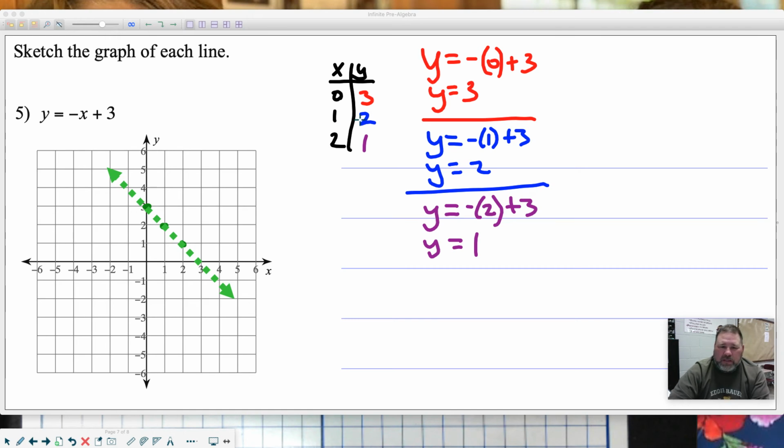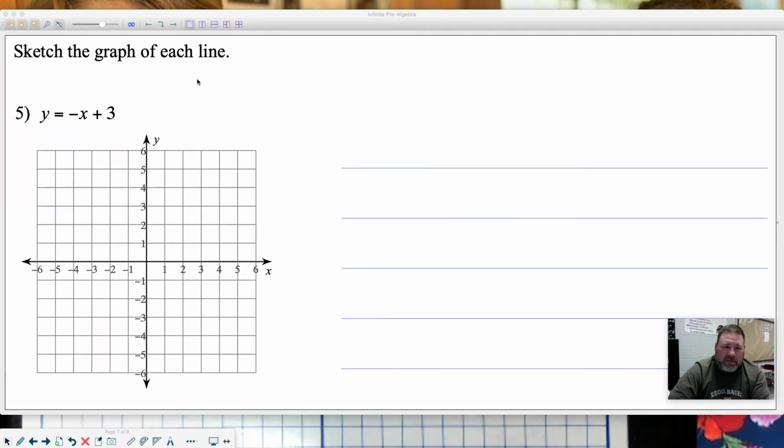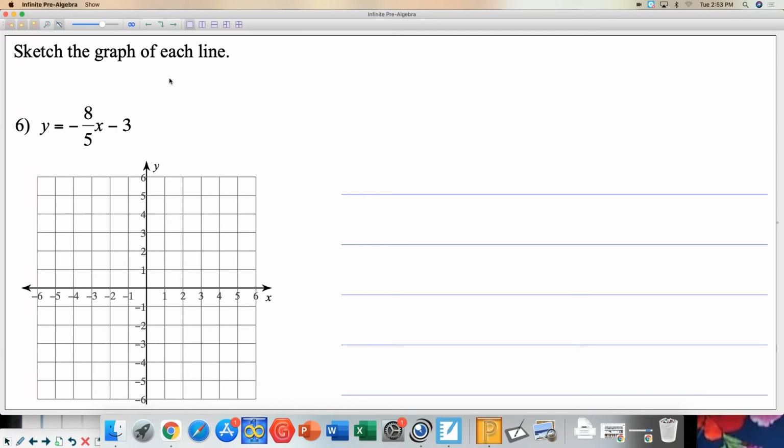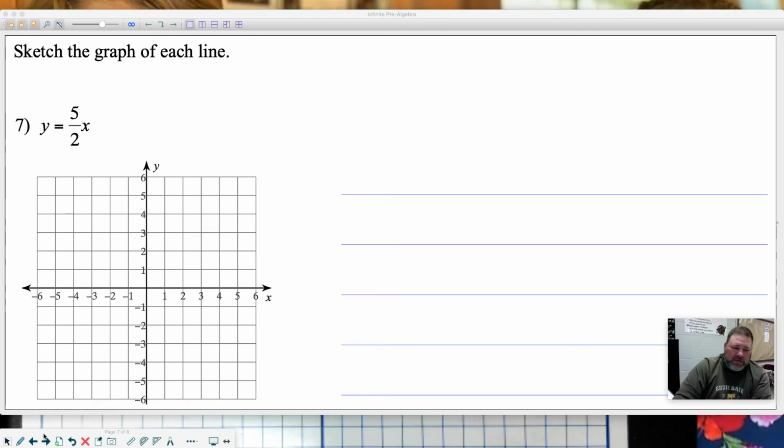Again, these points are solutions to this equation. These ordered pairs of solutions, but in the graph world, they are points on the line. So we get the points graphed because they're solutions. We can connect the dots, okay? All right, let's do the next one. This is one we did in class, so you guys have that one already. All right, this is an interesting one.